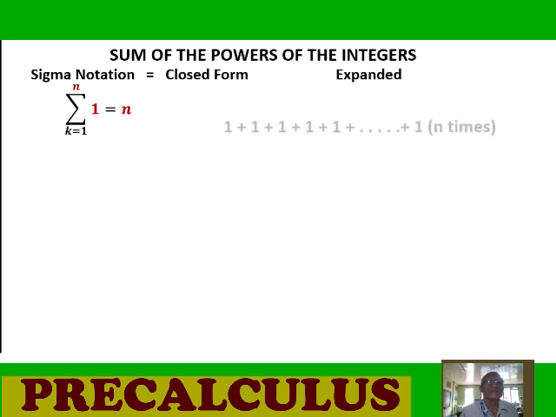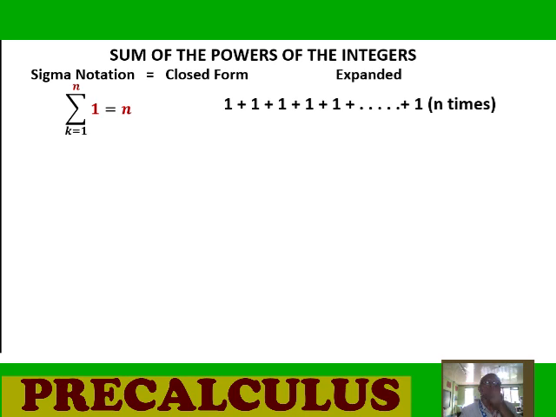Okay, next properties. Sum of the powers of the integers. We have the sigma notation in closed form and the expanded form. Example, summation of 1 as k starts from 1 to n, it is equal to n. Or we add 1 plus 1 n times because there are n terms. So summation of k as k starts from 1 to n. Another property, summation of k as k starts from 1 to n, it is equal to n times the quantity n plus 1 over 2.